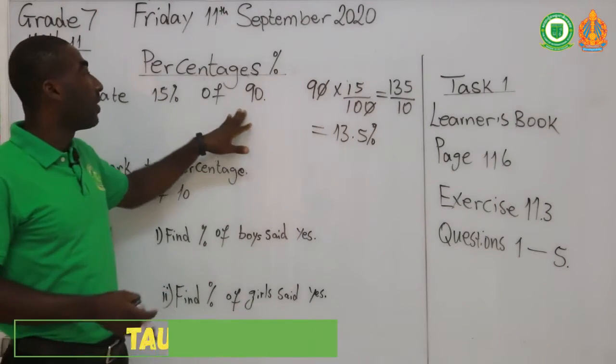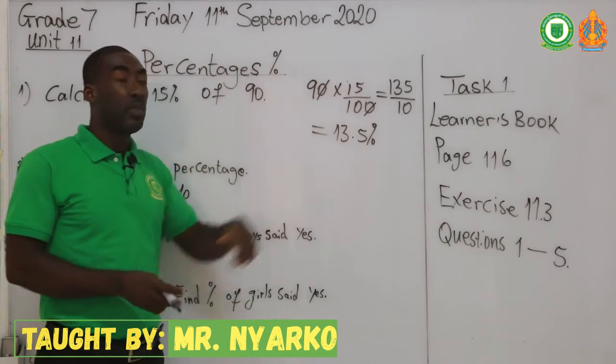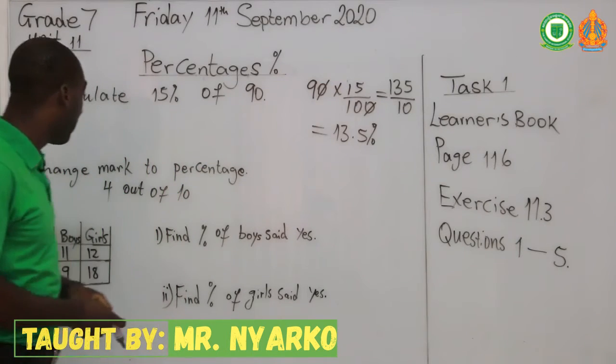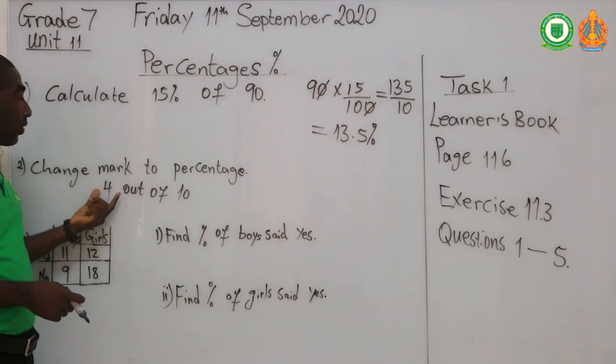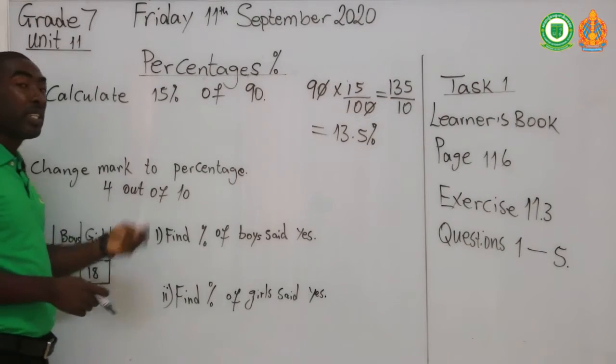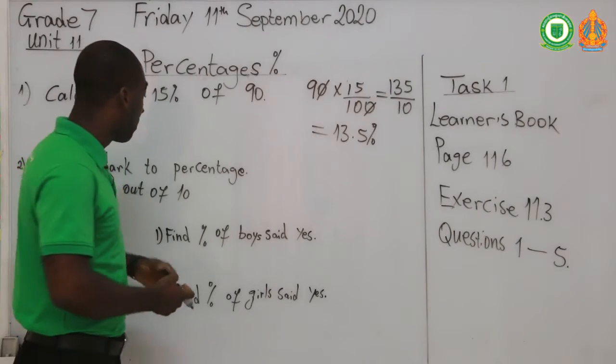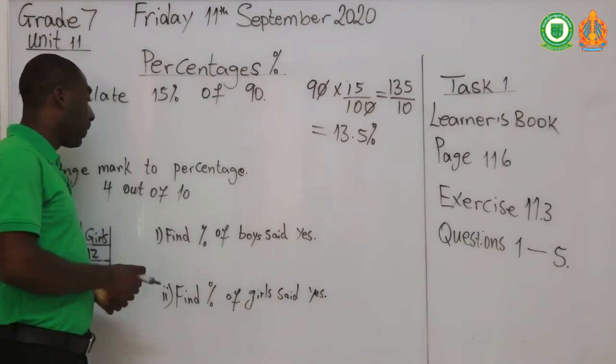Okay, so this is 15% of 90 will give you 13.5. The next one is you are supposed to change this mark. Okay, so the mark is like 4 out of 10. Let's say you score that in an exam, and we want to change that into a percentage for you.